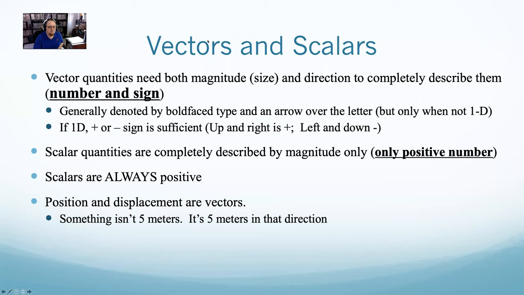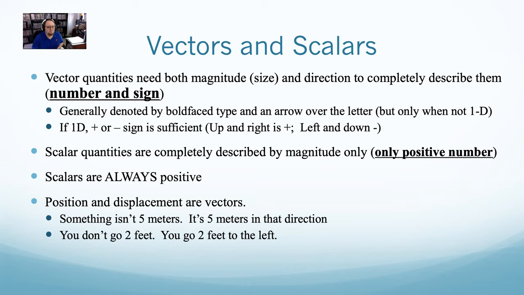Oop, I thought there was more, though. But there's not. And so, yeah, position and displacement are vectors. We always include the direction. But once again, you don't normally bother writing to the right or to the left or to the up or to the down. We'll just assume anything to the right is positive, anything to the left is negative. Anything up is positive, anything down is negative.